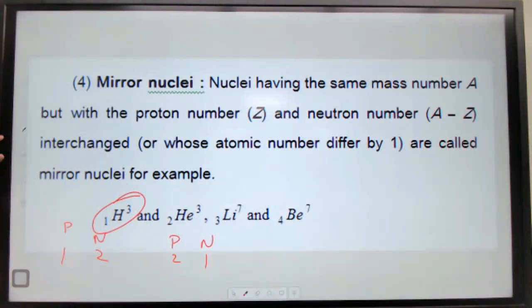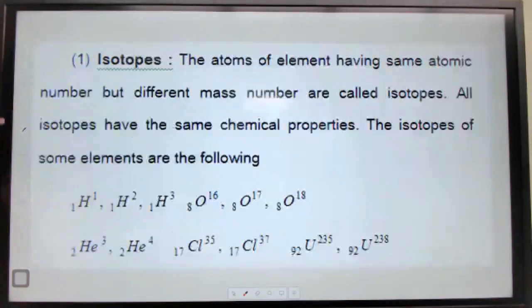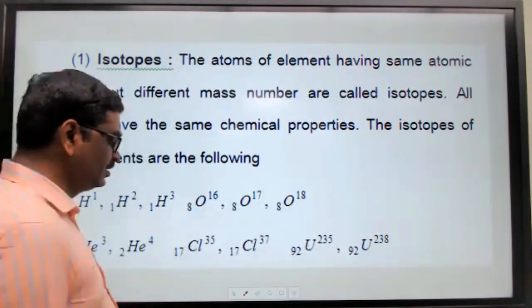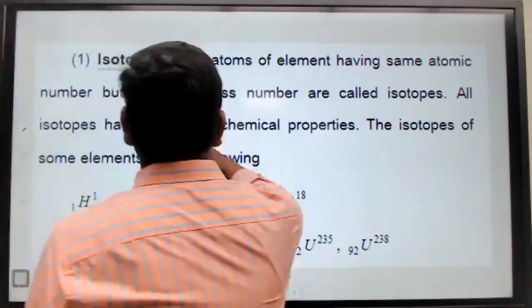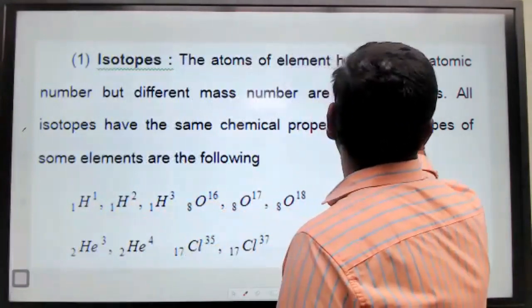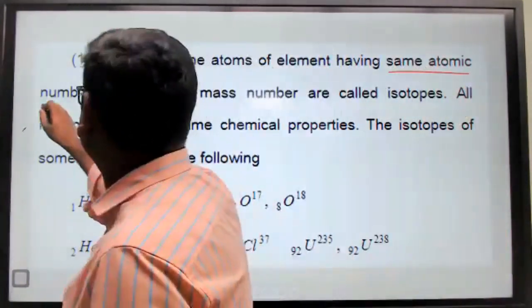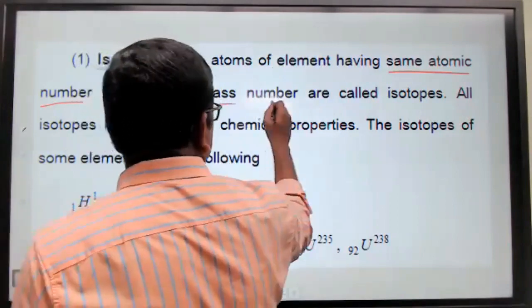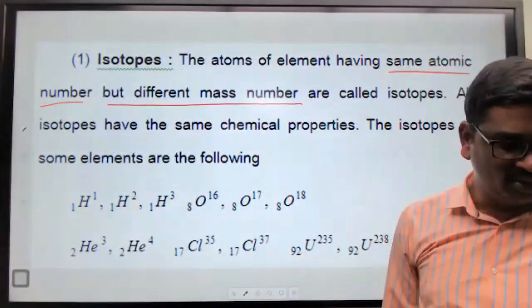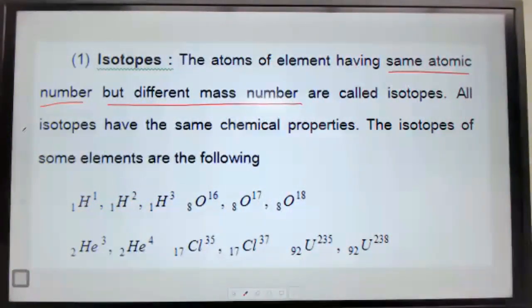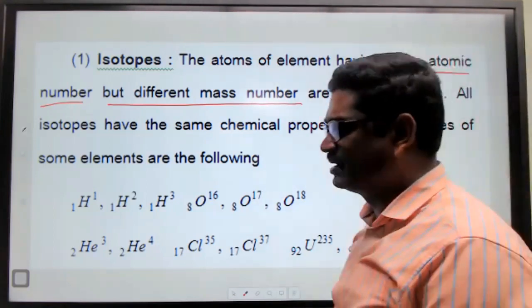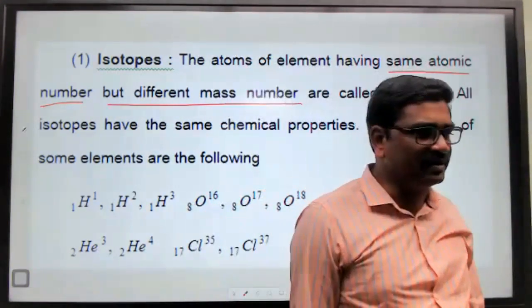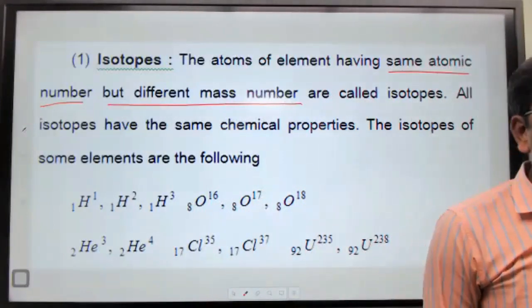This is how we divide nuclei. Write down the first one: isotopes. Highlight the main point. Isotope means which one is constant? Same atomic number but different mass number. Just write down those two points only. Same atomic number Z. Another name for atomic number is proton number. Same atomic number Z with different mass number A.